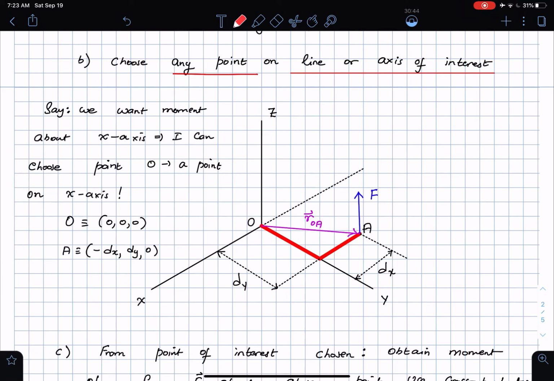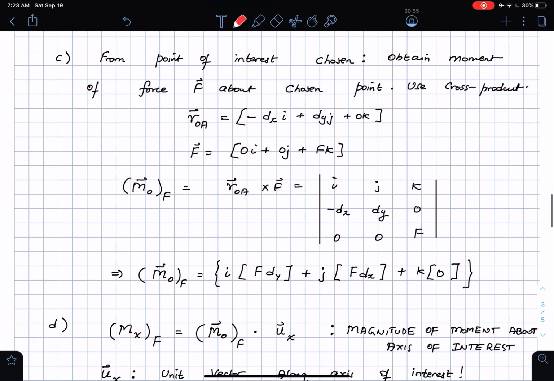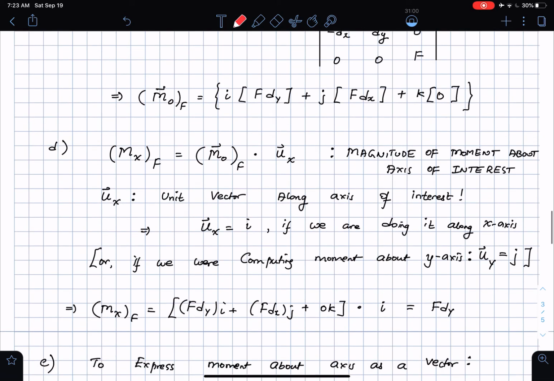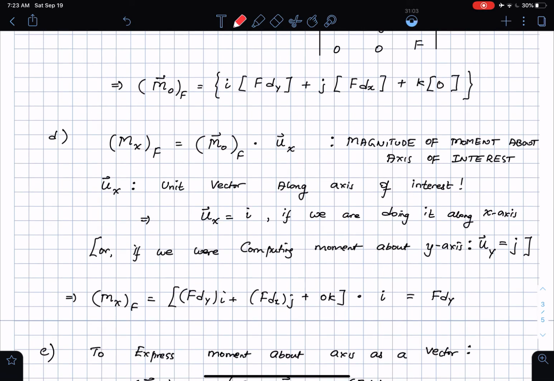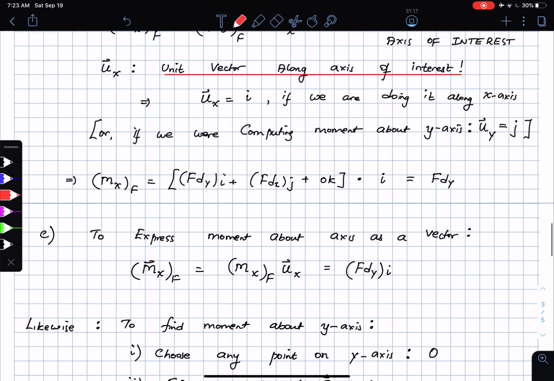So I choose the point O on the axis of interest, and at that point I obtain the moment of the force about the chosen point, using the idea of cross products, which I have done here. Then if I want to find the moment about the particular axis or line of interest, all I have to do is take the dot product of the moment with the unit vector along the axis of interest. That's something I want to underline here too. And if you want to write everything as a vector, then this is the Cartesian form, where I take the magnitude of the moment and multiply it with the unit vector.